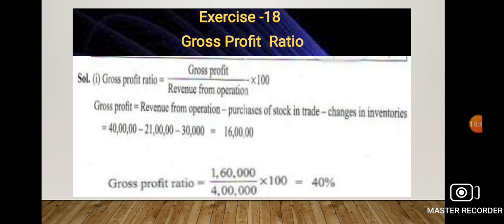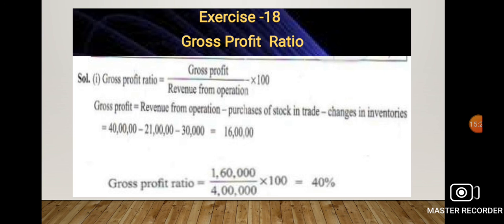So gross profit means revenue from operations minus purchase of stock in trade minus changes in inventories. So revenue from operations 4 lakh minus purchase of stock in trade 2,40,000, so we get 1,60,000. Then gross profit ratio: 1,60,000 divided by revenue from operations 4 lakhs multiplied by 100, so we get 40 percent. This value is known as the gross profit ratio.